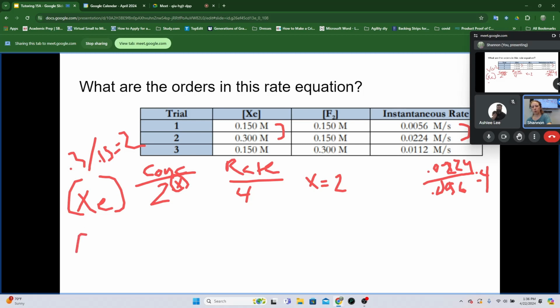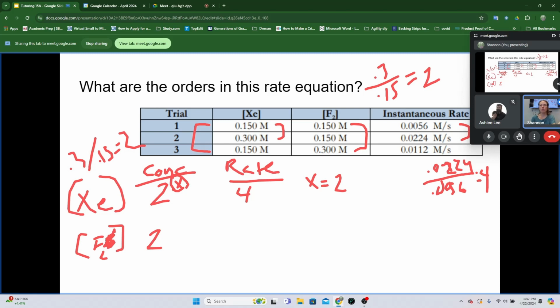So then for fluorine, not FL, just F, we're going to do the same thing as with xenon, but the trials we're going to use are the ones where xenon stays the same. So that's going to be trial 1 and trial 3, okay? And what happens to fluorine between those trials? We have 0.3 divided by 0.15, and that's going to be 2 again. The concentration change in this one was also 2.